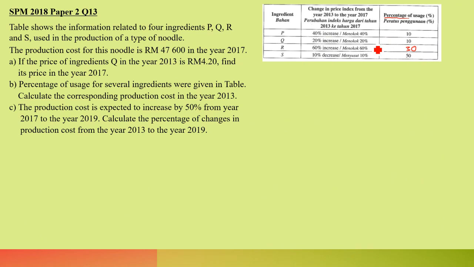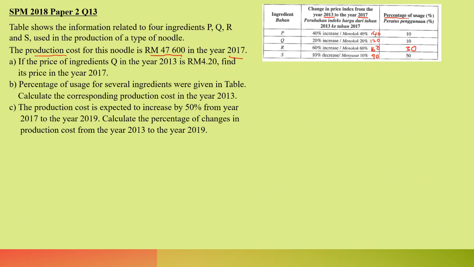Now let's look at this. The production cost for this noodle is 47,600 for year 2017. What you are given is the changes in price index from 2013 to 2017. They say increase by 40% means it becomes 140. Increase by 20%, 120. Increase by 60. And decrease by 10 means 90.